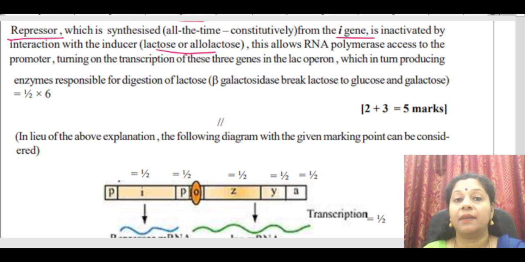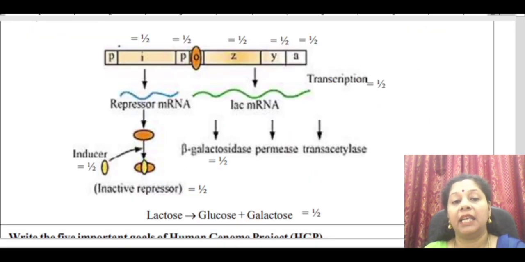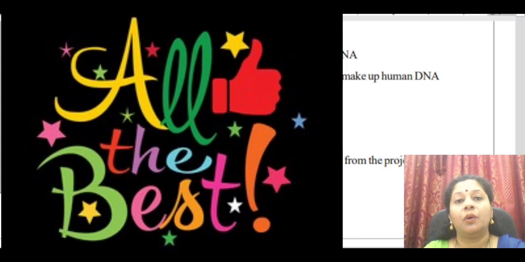The 3 genes are Z, Y and A, which in turn produce enzymes responsible for digestion of lactose. So which are the enzymes? Beta-galactosidase for the breakdown of lactose to glucose and galactose. Then Y gene will code for permease and A gene for transacetylase. The entire diagram is also considered in this explanation, but you have to mention each and every component and the functions. Hope you understood all these concepts we discussed today.